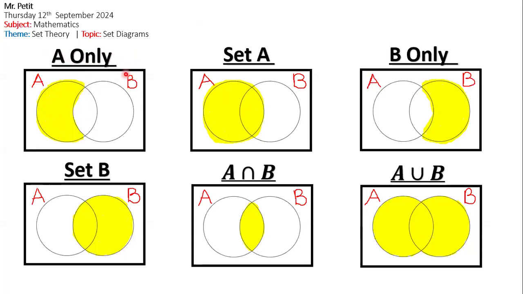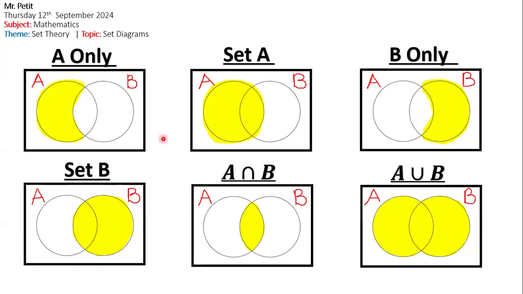Now this one, what does it say? Set A. So that means we want all of A, the whole thing. And then for this one, we want B only. So we do not include the intersection and we do not include A. Just shade this spot. And this one should be straightforward because it is just B.